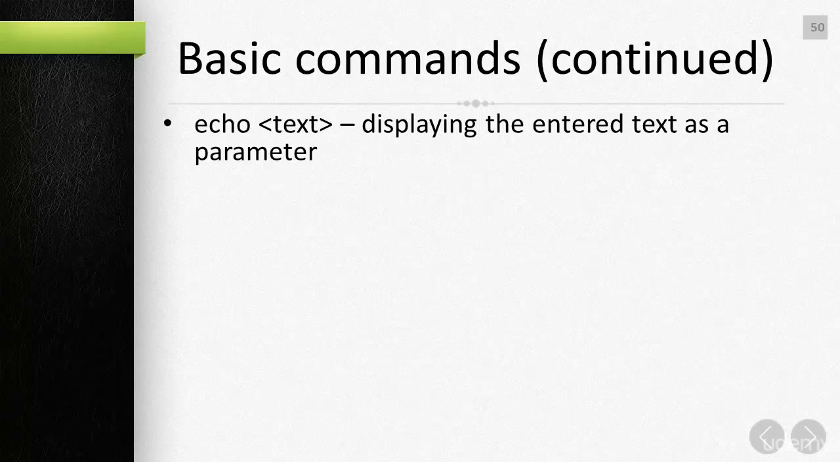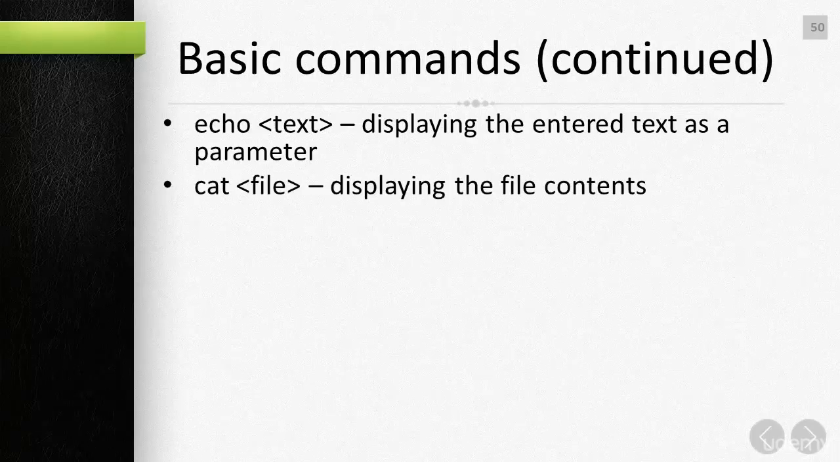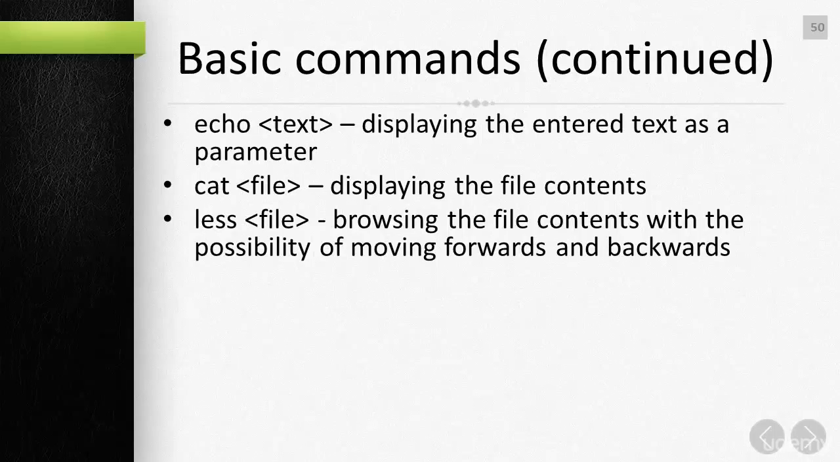Echo is another interesting command. It displays the text that is given as the command's parameter. Cat displays the contents of the file. Less displays contents of the text file in the terminal, one page at a time. Use up or down arrows to move the file up or down one line at a time. Less with a slash can be used to search in the file content.